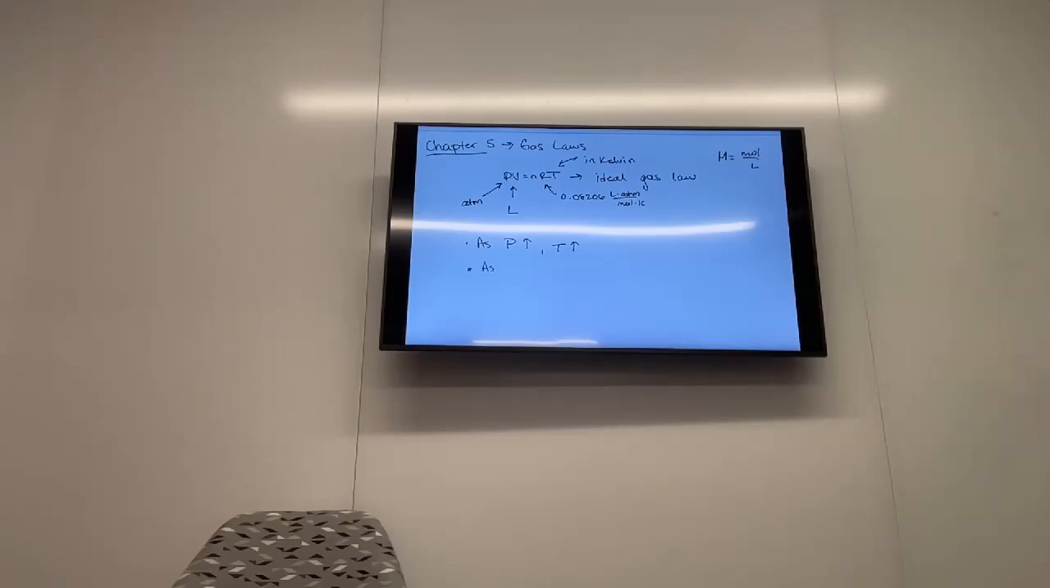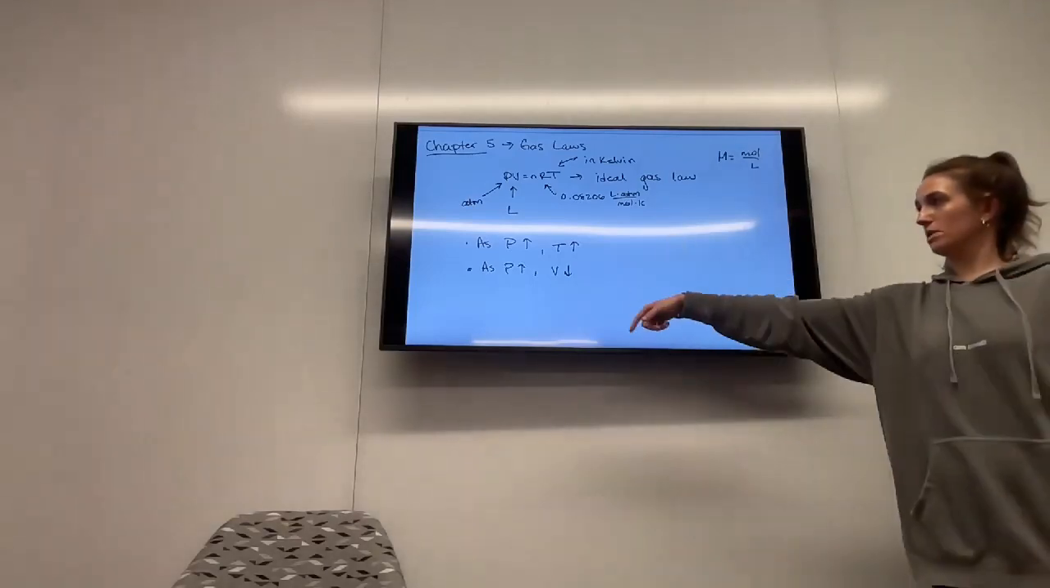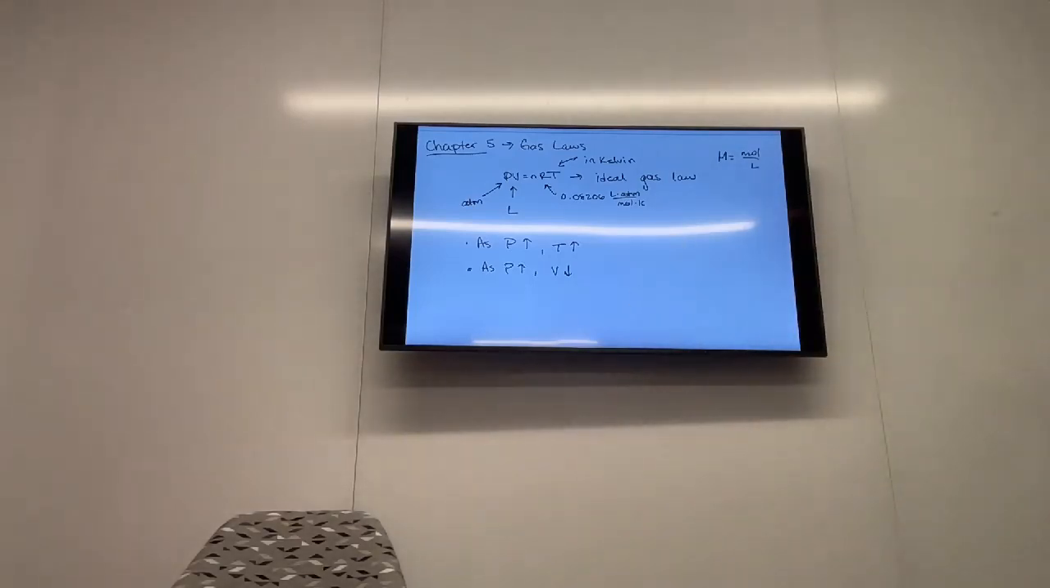Okay. What's another relationship? As pressure increases, what else happens? Good. Volume decreases. If you were to take a basketball and squish it down to the size of a baseball, the gases in that basketball are going to be closer together, hitting the walls more frequently, creating a higher pressure. So as volume decreases, pressure increases, assuming temperature is held constant. These are all assuming something else is held constant.